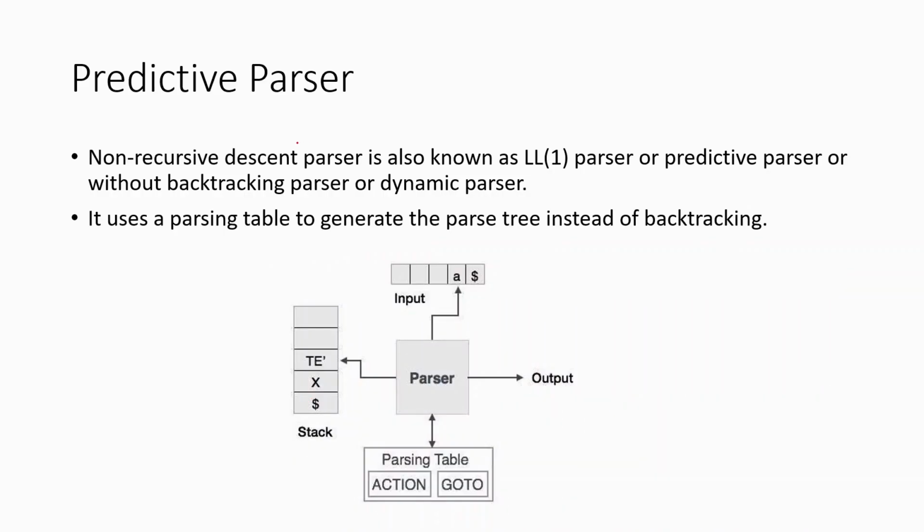Now we are going to work with the predictive parser, which is nothing but a type of top-down parser. It is also known as the non-recursive descent parser or LL1 parser, or the parser without backtracking, or a dynamic parser. It uses the parsing table to generate the parse tree instead of a backtracking procedure. The parser will have the parse table, and it parses the input with the help of the stack, and we get the output.